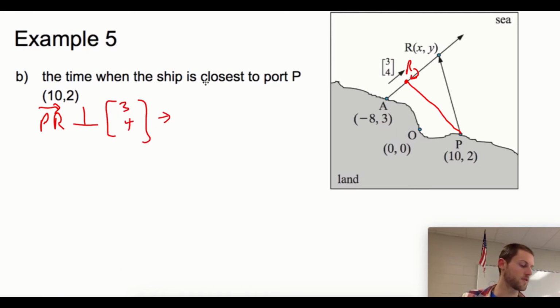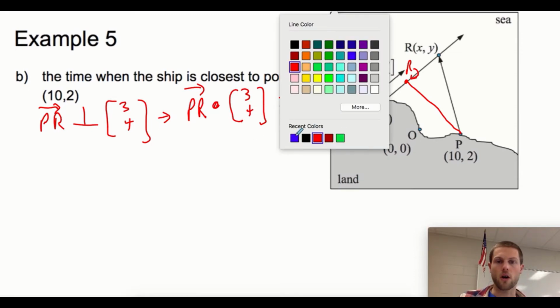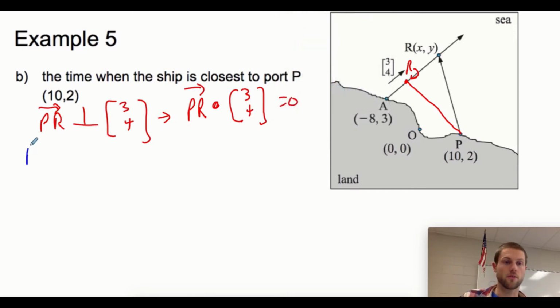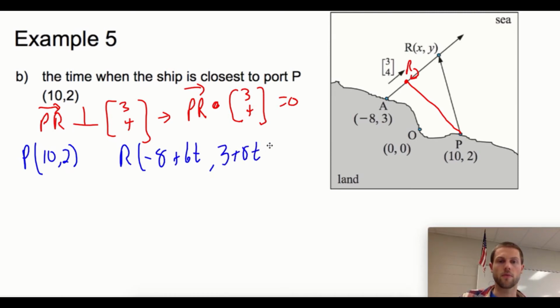And I find that another way of saying that is I want PR dot 3, 4 to equal 0. So we kind of have to figure out what PR is. So let's recall what the R position is. Or actually, let's write down what the point P is. P is at 10, 2. And R is from the last part of the problem. We had negative 8 plus 6t, comma, 3 plus 8t.